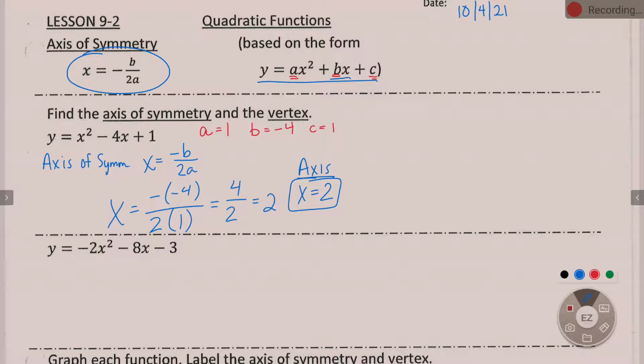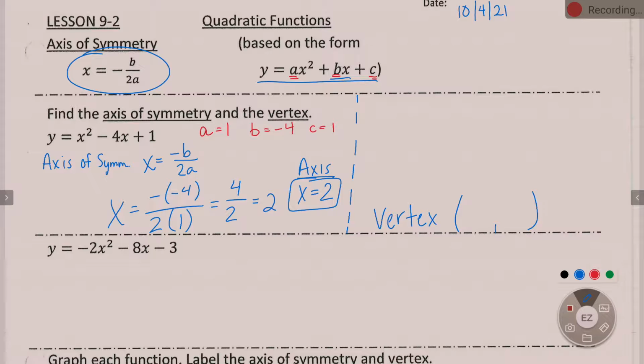Okay, so that's half the problem. What else did they ask me to find? The vertex. So, if you think about the graphs we did last week, the vertex is on the axis of symmetry. And so before we do any work, let's talk about what we already know. My vertex is going to be an ordered pair. What do we already know about the vertex without doing any work whatsoever? It is on the line. It's on the axis of symmetry, right?